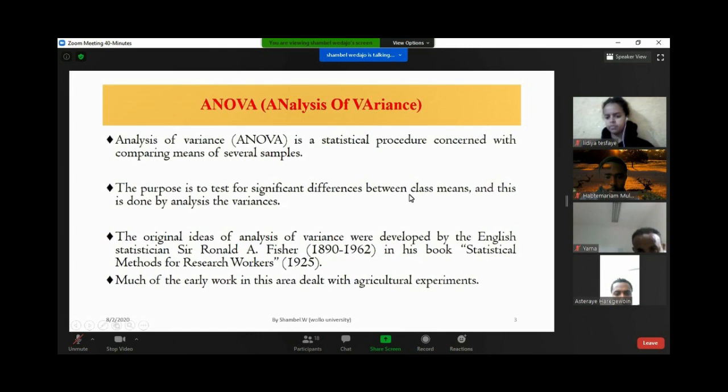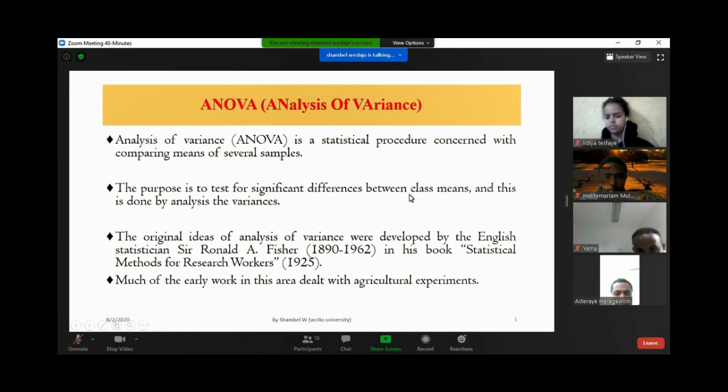Originally, this analysis of variance was developed by an English statistician called Fisher. That's called ANOVA, sometimes called the Fisher test or the Fisher statistics. The book you may read is Statistical Methods for Research Workers, which was written in 1925. You may read that one.